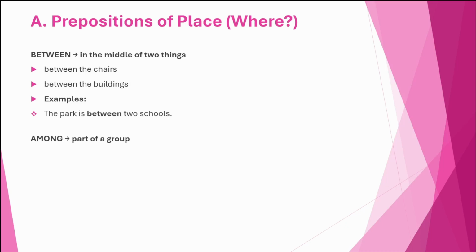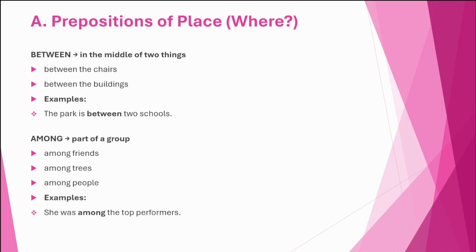And similarly, among is used to denote the relationship occurring inside a group which has more than two objects. For example, among friends, or among trees, or among people. For example, she was among the top performers. So between is just used to denote the relationship between exactly two things, but among is used in those cases where we want to show the relationships between more than two objects.